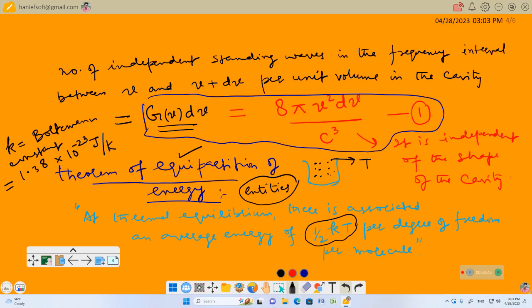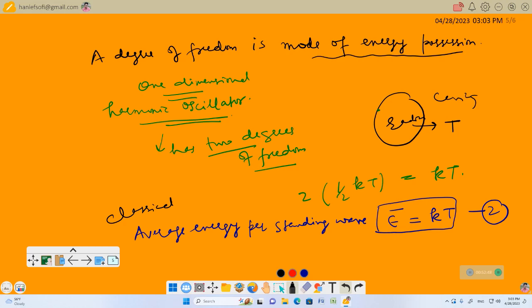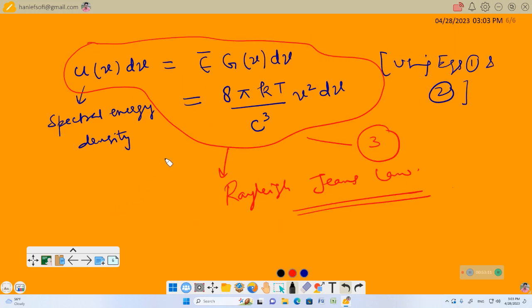average energy per standing wave, which is kT, because they argued that the radiation is in equilibrium with the oscillators in the cavity walls. Oscillators are one-dimensional harmonic oscillators. They have 2 degrees of freedom. That means they must have 2 times half kT energy, which is kT. So a standing wave must have the same energy when there is thermal equilibrium. Then they obtained this formula, which appears to be false, particularly at high frequencies. So we need to correct it. That we will discuss in the next lecture.